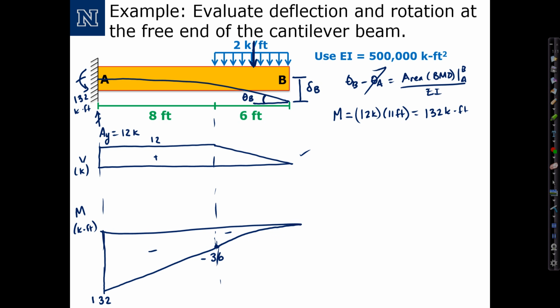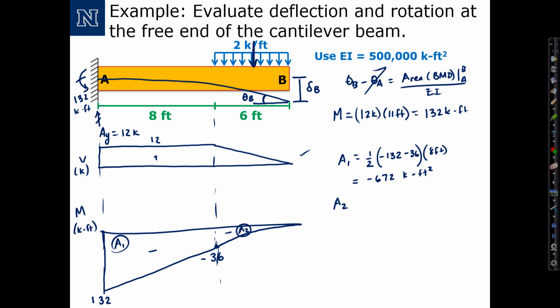Okay, so now we just need to find the total area of this bending moment diagram. I'm going to break it into 2 separate areas, A1 and A2. A1 being the linear portion and A2 being the quadratic portion. Okay, A1, we can find the area of the trapezoid. We've done this many times. 1/2 times negative 132 minus 36 times the distance between those points, 8 feet. This is the average height times 8 feet, and that equals negative 672 kip feet squared would be the units.